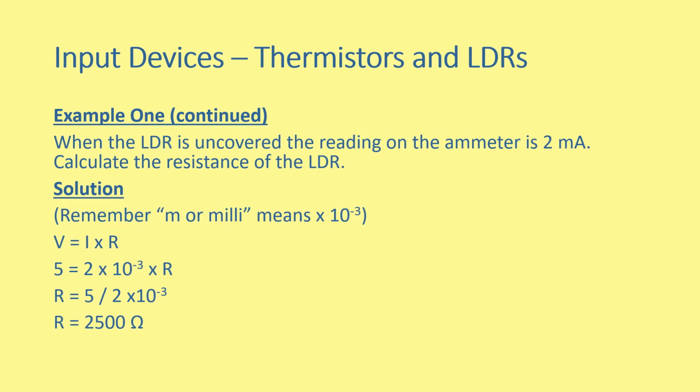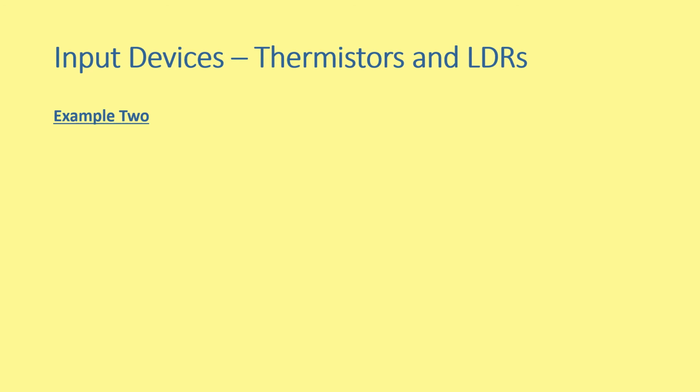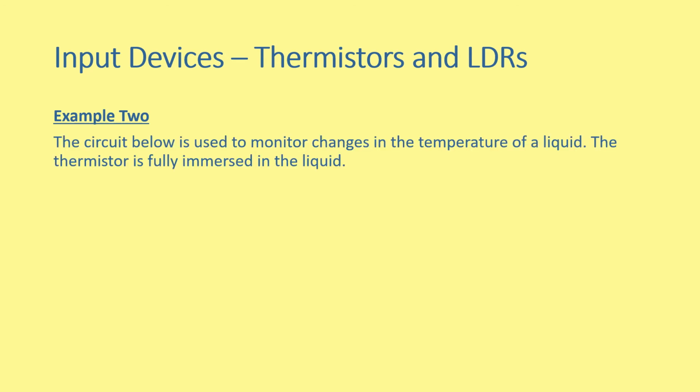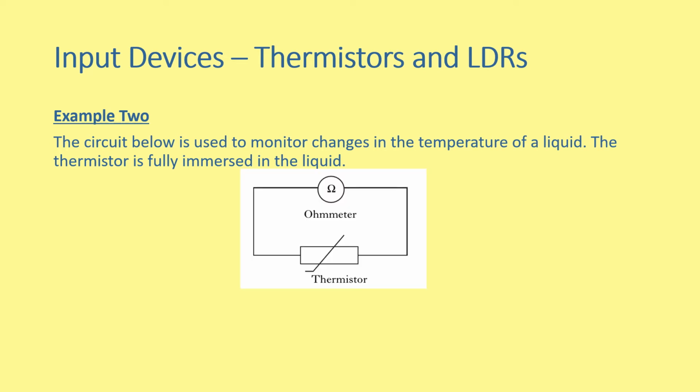Another one could maybe have a graph where we need to determine the value of resistance which is associated with a certain temperature. Example 2. The circuit below is used to monitor changes in the temperature of a liquid. The thermistor is fully immersed in the liquid.